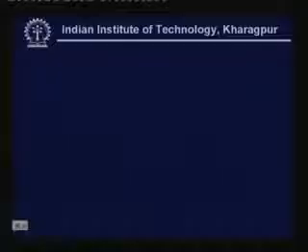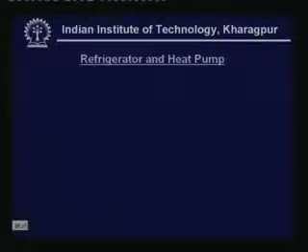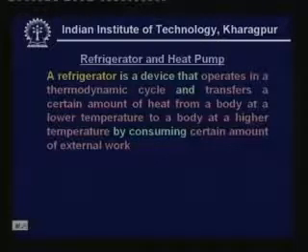Now let us look at refrigerators and heat pumps. A refrigerator is a device that operates in a thermodynamic cycle and transfers a certain amount of heat from a body at a lower temperature to a body at a higher temperature by consuming a certain amount of external work. I am sure that all of you know what a refrigerator is, and why we need a refrigerator. A refrigerator is used for storing food products, as I mentioned in the last class, and a refrigerant system can also be used for providing cool, cold and dry air for summer air conditioning. So basically a refrigeration system provides cooling.